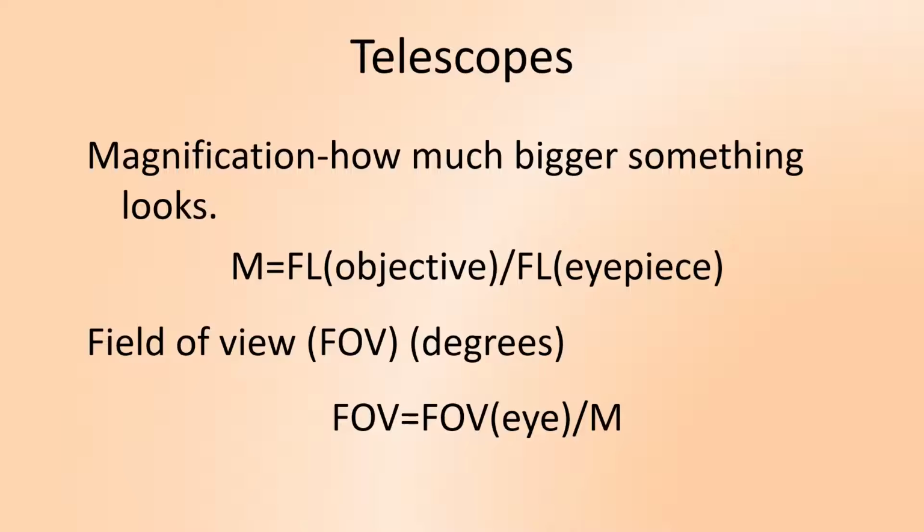For purposes of comparison, the moon is a half a degree across. So if you want to look at the full moon, you have to have a field of view of at least a half a degree. So if you had a 60-degree eyepiece and a 60 magnification, you have a 1-degree field, so you could comfortably fit the full moon in there.